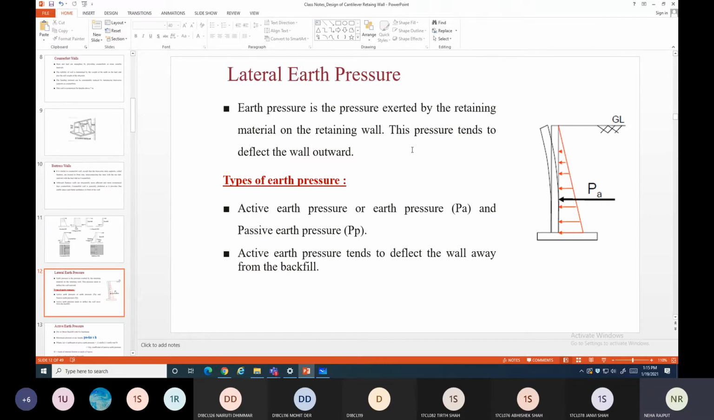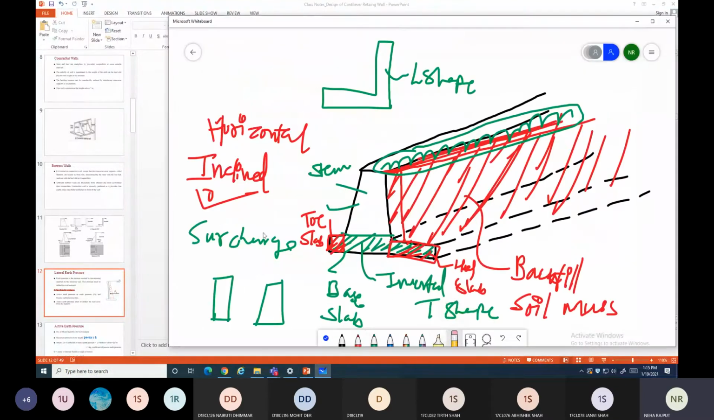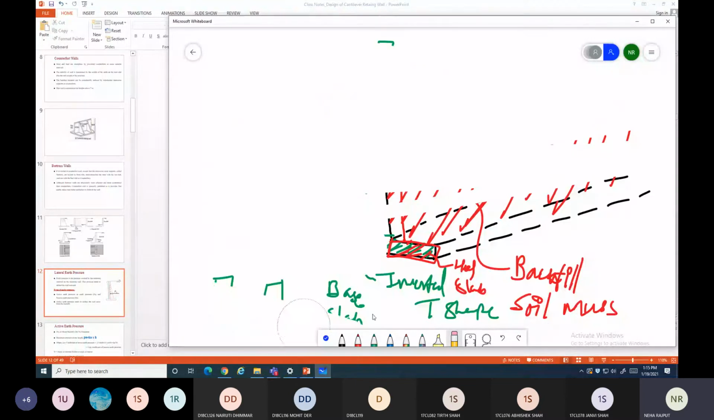Now this wall is provided to resist the soil mass or to resist the backfill. Now this backfill or soil mass will give pressure on the wall itself, and that pressure is known as lateral pressure or lateral earth pressure.